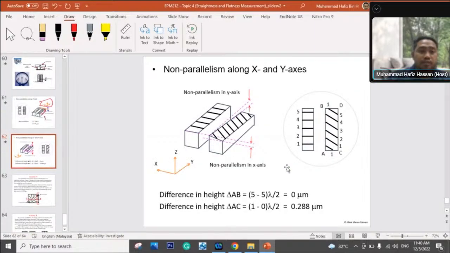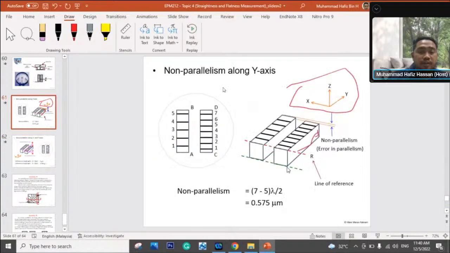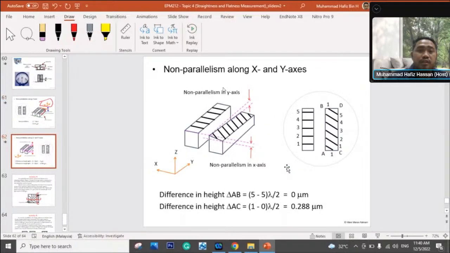How about this example? In this case, the block is not parallel to the test block. So we just measure at the Z direction. How about this? They have a difference in terms of X direction and also Z direction. So they have a difference with the two axes here. Of course, you will identify the parallel along the X and Y axis. So they have a difference in terms of Z. So you can see by calculating using the number of fringe.